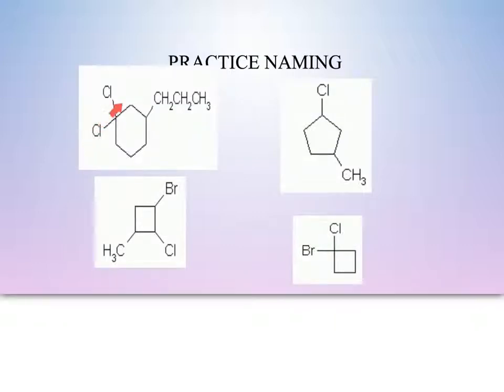So in this example right here, we would have a 1,1-dichloro-3-propylcyclohexane. On this one right here, and again we're going to go alphabetical, so this is carbon 1.